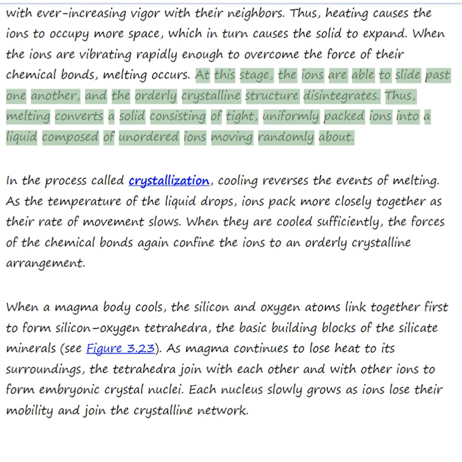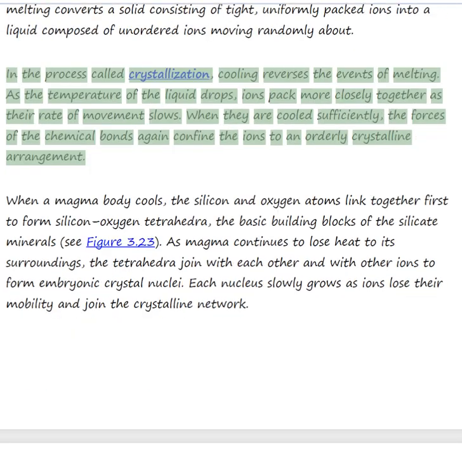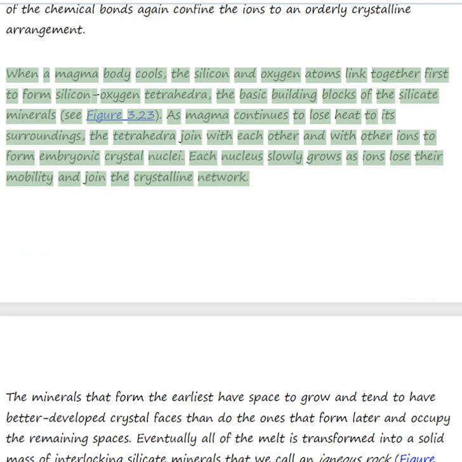Thus, melting converts a solid consisting of tight, uniformly packed ions into a liquid composed of unordered ions moving randomly about. In the process called crystallization, cooling reverses the events of melting. As the temperature of the liquid drops, ions pack more closely together as their rate of movement slows. When they are cooled sufficiently, the forces of the chemical bonds again confine the ions to an orderly crystalline arrangement. When a magma body cools, the silicon and oxygen atoms link together first to form silicon-oxygen tetrahedra, the basic building blocks of the silicate minerals.